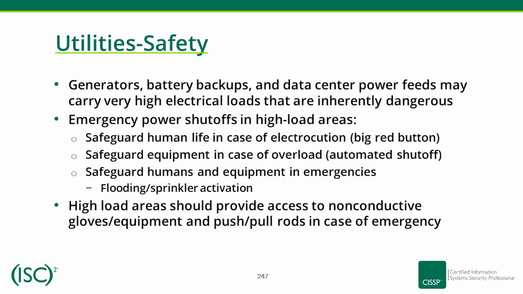Utility safety. Generators, battery backups, and data center power feeds may carry very high electrical loads that are inherently dangerous. Emergency power shutoffs in high-load areas safeguard human life in case of electrocution. Big red button: safeguard equipment in case of overload. Automated shutoff safeguards humans and equipment in emergencies. Flooding/sprinkler activation. High-load areas should provide access to non-conductive gloves/equipment and push/pull rods in case of emergency.